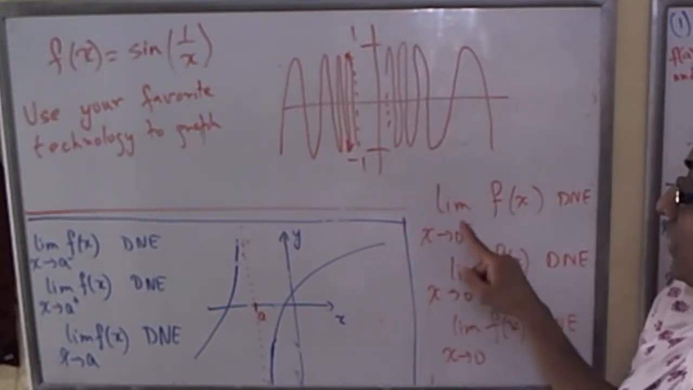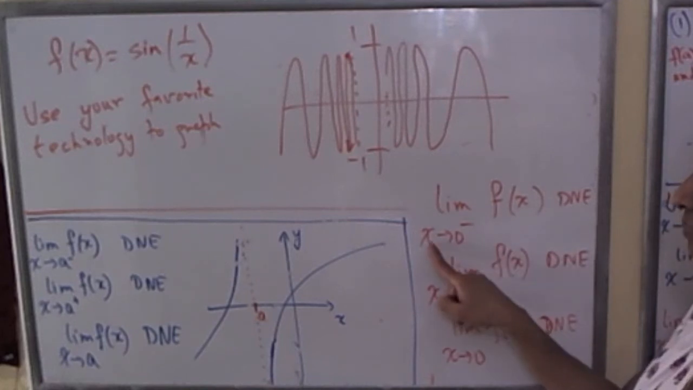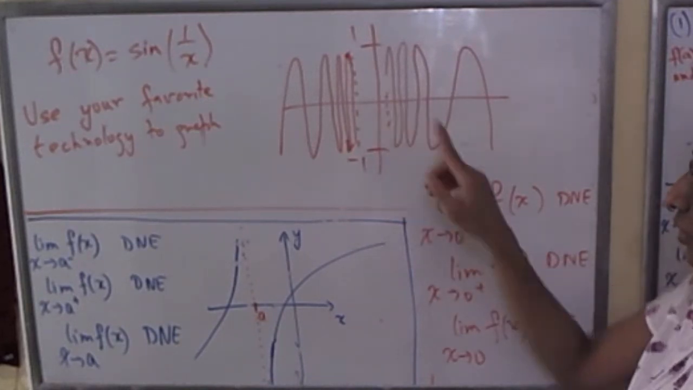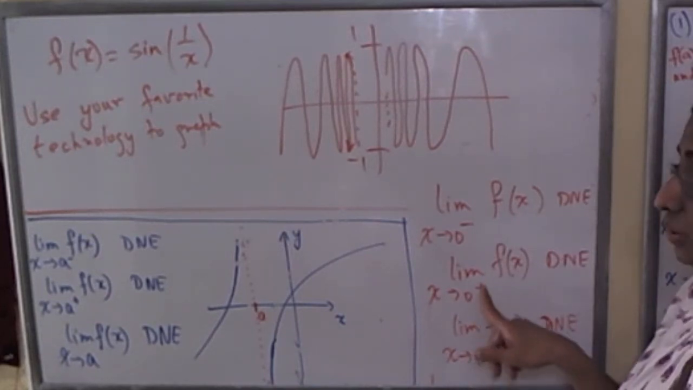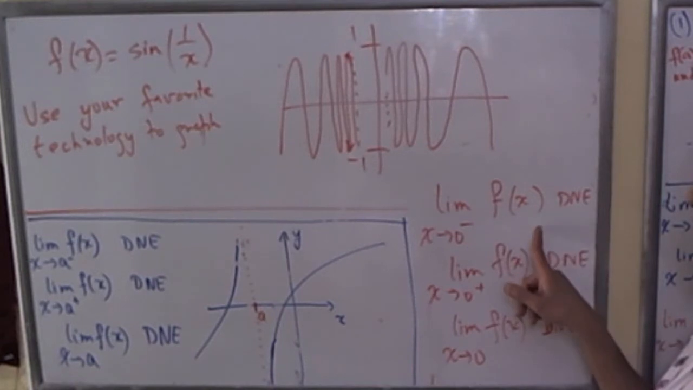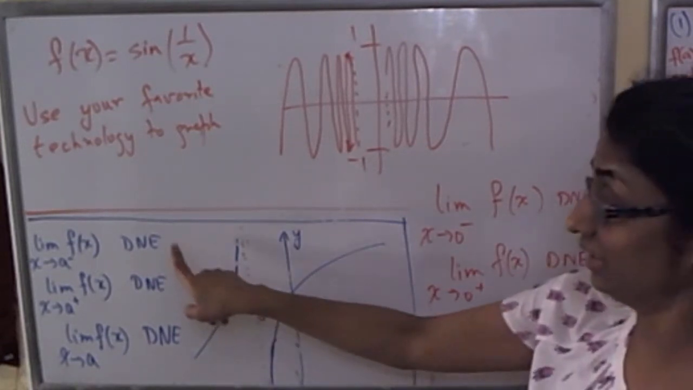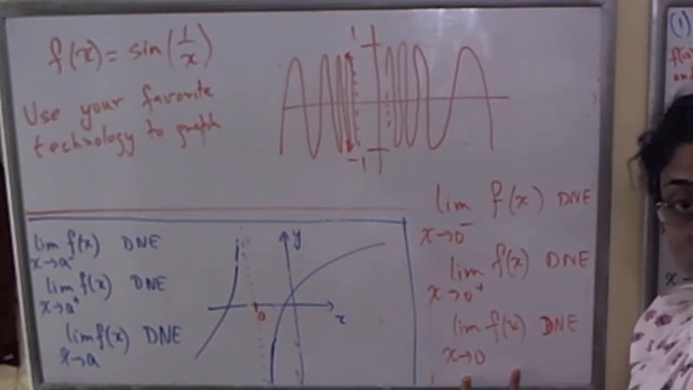And I'm interested in the limit of f of x as x approaches 0 from the left and also from the right. Do those limits exist? And the answer is no. Neither one of those limits exist, exactly like this situation, and hence the two-sided limit doesn't exist either.